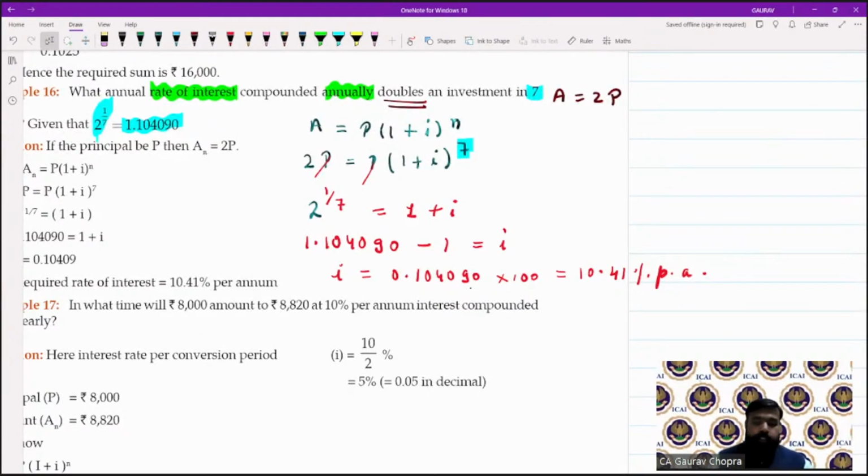Okay, Akshay Kumar says, please repeat. See, in this question what did we do? What was given was that the amount is getting doubled. So if the principal is P, then amount will be 2 times P. Therefore in amount we put 2P. In the first step, P and P got cancelled. Then the power 7, as soon as you send it to the other side, it will become reciprocal. We did this in the topic Law of Indices.